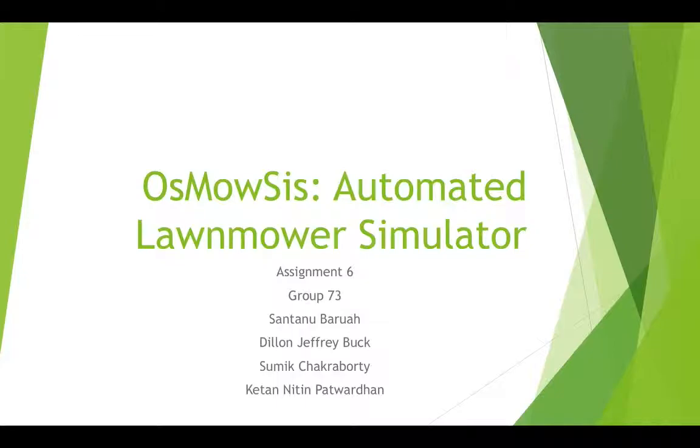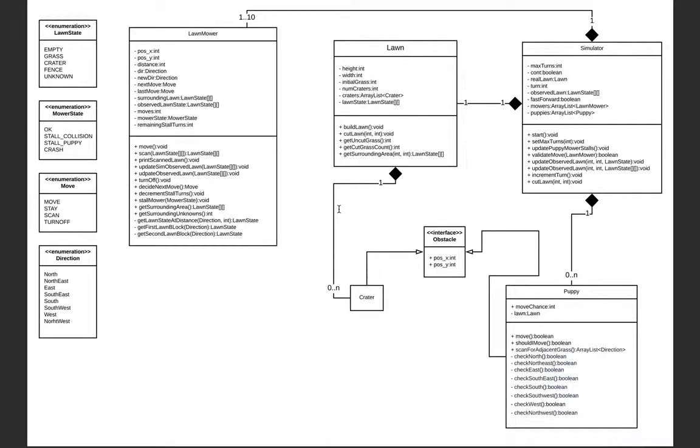We are a group of 5, but the assignment was executed by the 4 of us listed in the slide: Shantanu, Dylan, Sumik, and Ketan. We start off the presentation by going over the class model diagram.